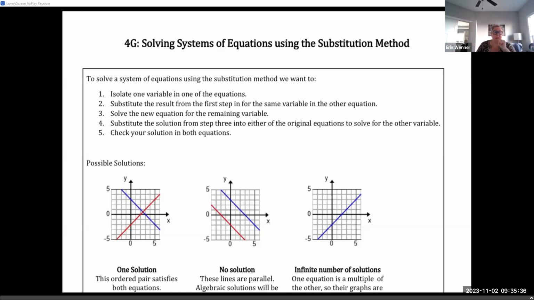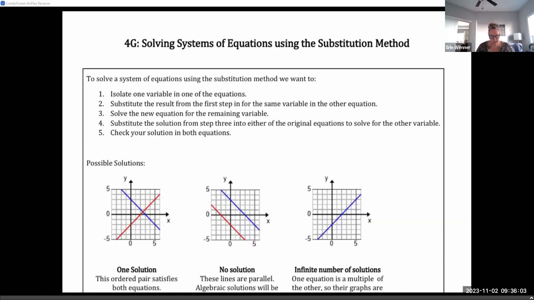you're going to isolate a variable in one of the equations, like I said. You're going to substitute the result from that first step in for the same variable in the other equation. You're going to solve a new equation for the remaining variable. And then you're going to substitute the solution from step 3 into either of the original equations to solve for the other variable. And you're going to check your solution in both equations. So what does that actually look like?